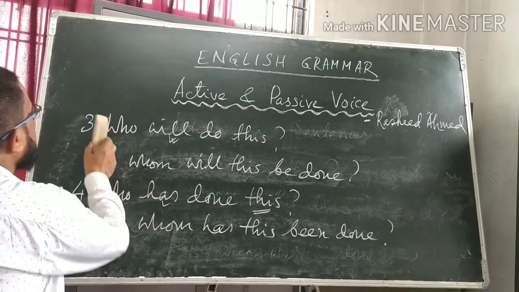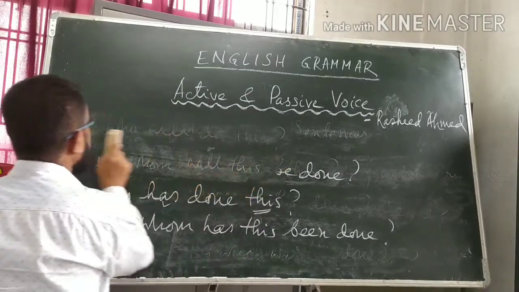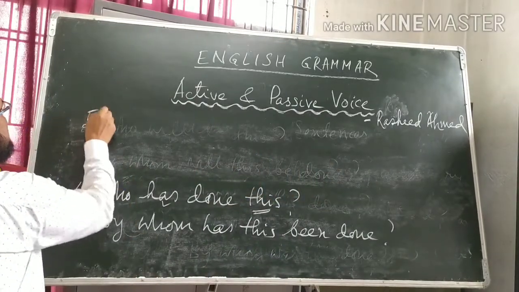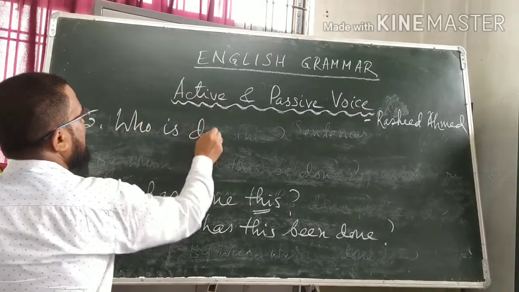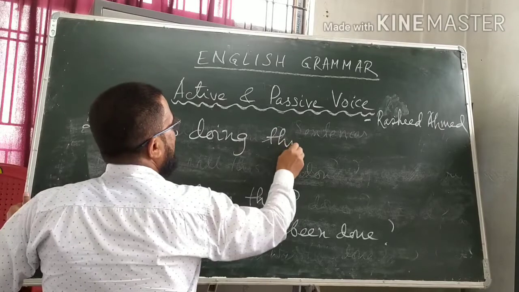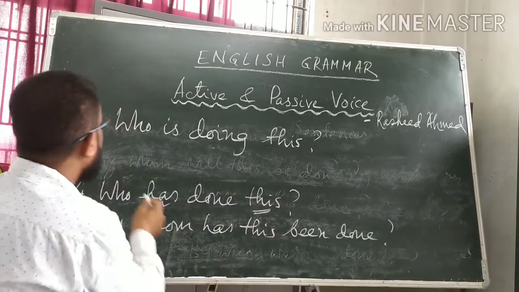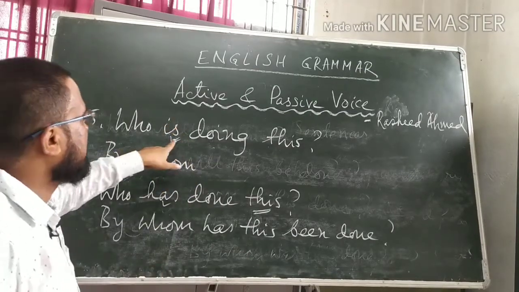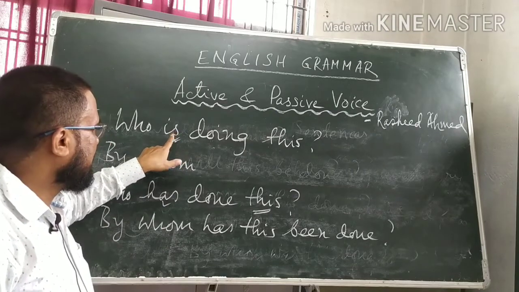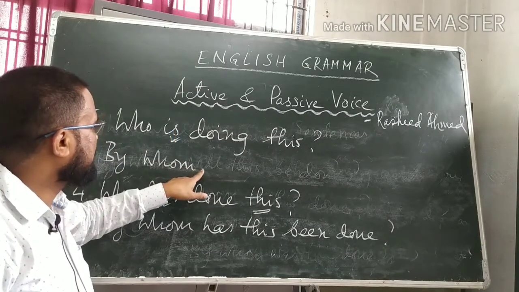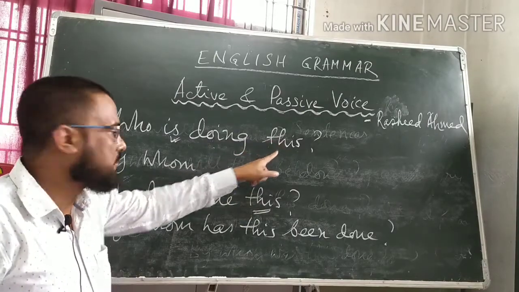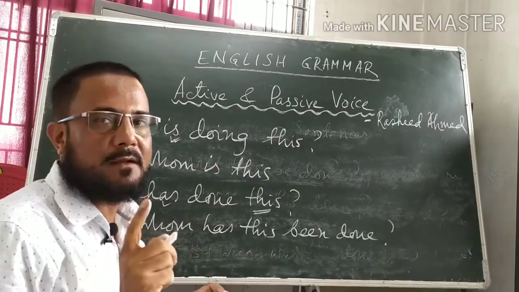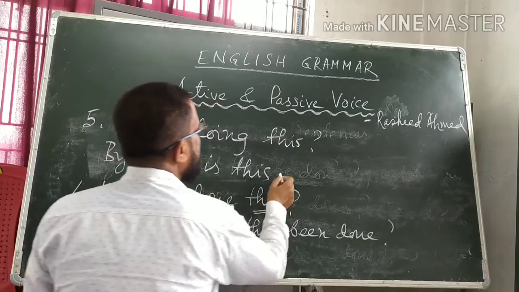Now if you write it in present continuous tense, for example, who is doing this? Since who is at the beginning, in passive voice we will write by whom first. In continuous tense, the be verb is am, is, are, and it is here. In passive voice again we will write is because the object is again third person singular. By whom is this? Then in continuous tense one extra be verb is used, that is being. By whom is this being done?